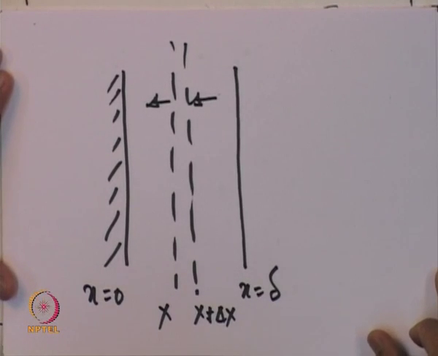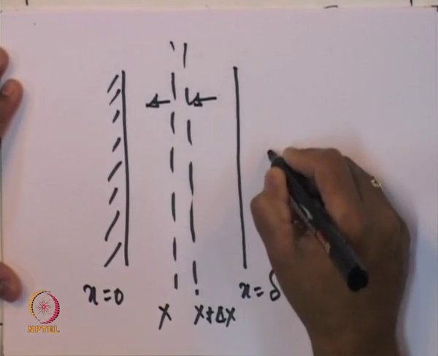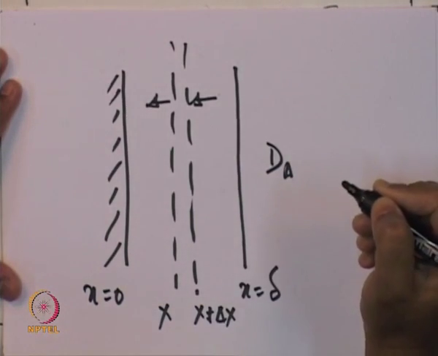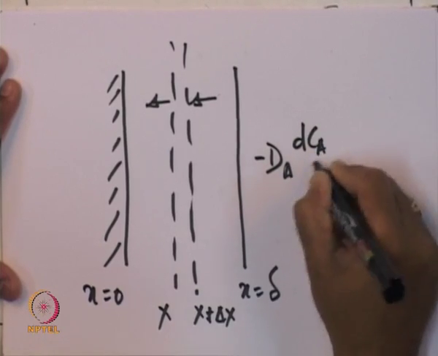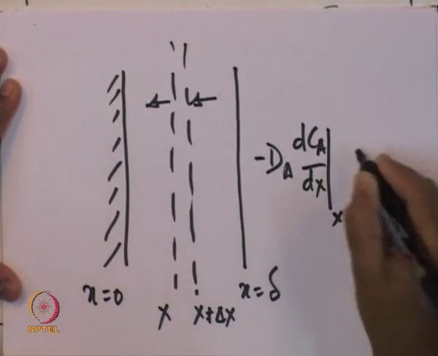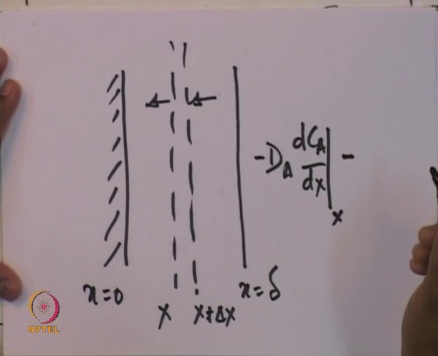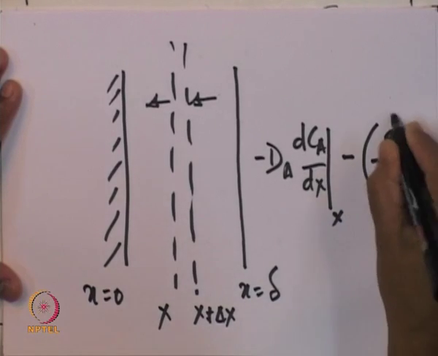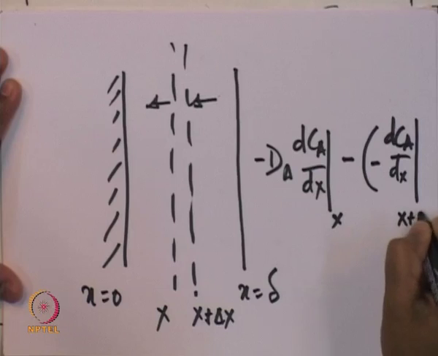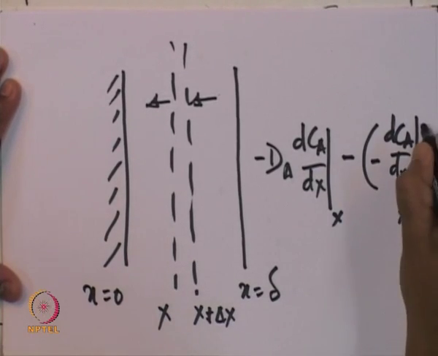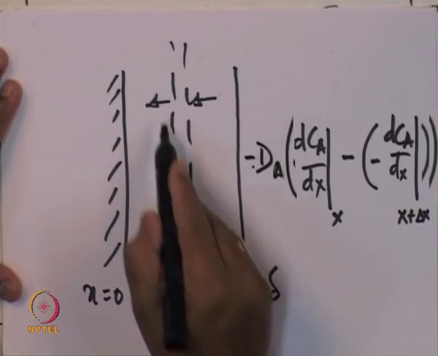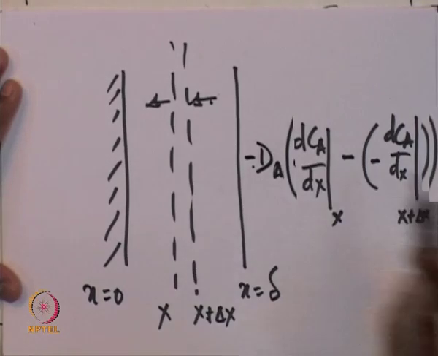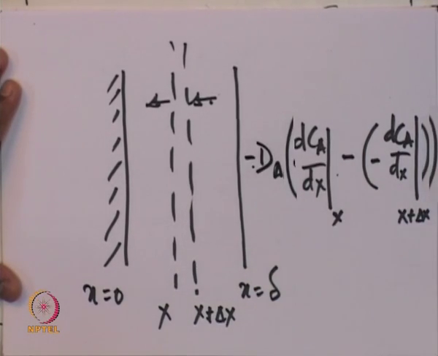Now, can we write equations here for the flux? So, flux at x is D_A times minus dCA by dx at x, minus the flux at x plus dx, minus D_A dCA by dx at x plus dx. Flux here minus flux here. Why the minus sign? Because dCA by dx is negative, and flux has to be positive. So, flux here minus flux here is equal to what?